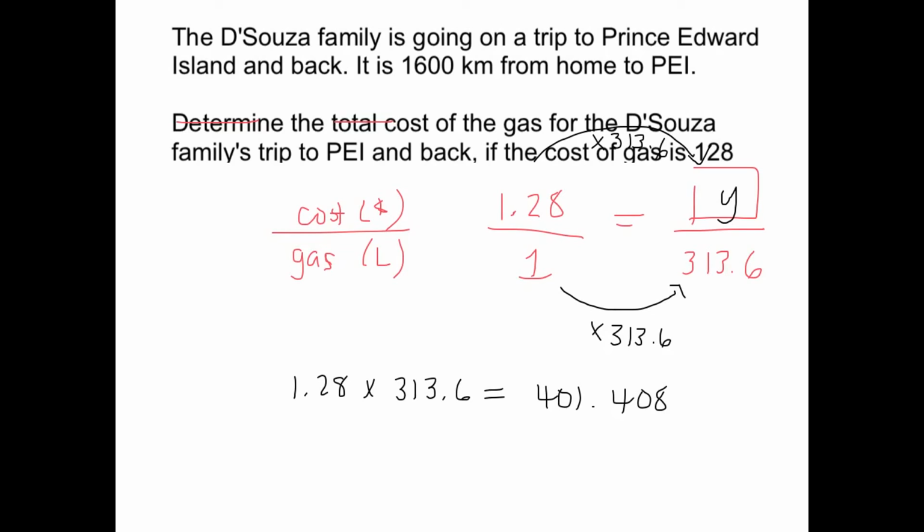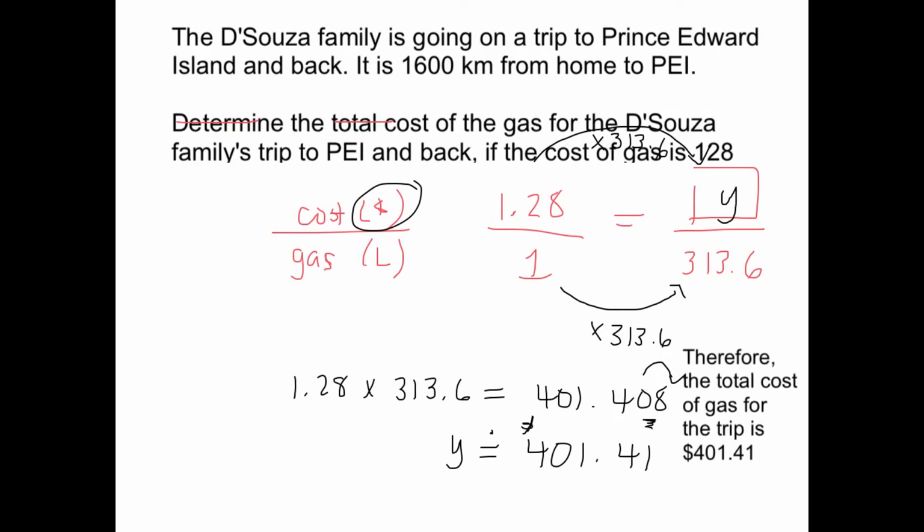That means that y is equal to 401.408. But since y represented the cost, we should round our answer to the nearest penny. If I look at the number next to this, it's greater than 5. So what do I need to do to the number 0? Do you think it stays at 40 cents or should we round up to 41 cents? That's right, we're going to round up. So y is approximately equal to $401.41. Therefore, we just found the total cost of gas for the trip, which is what the question was asking us to figure out.